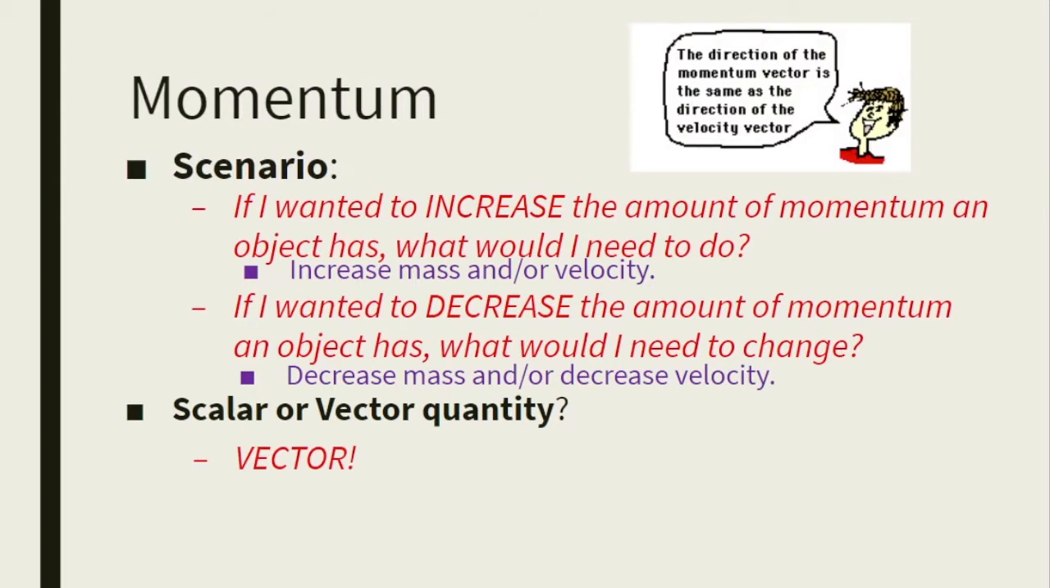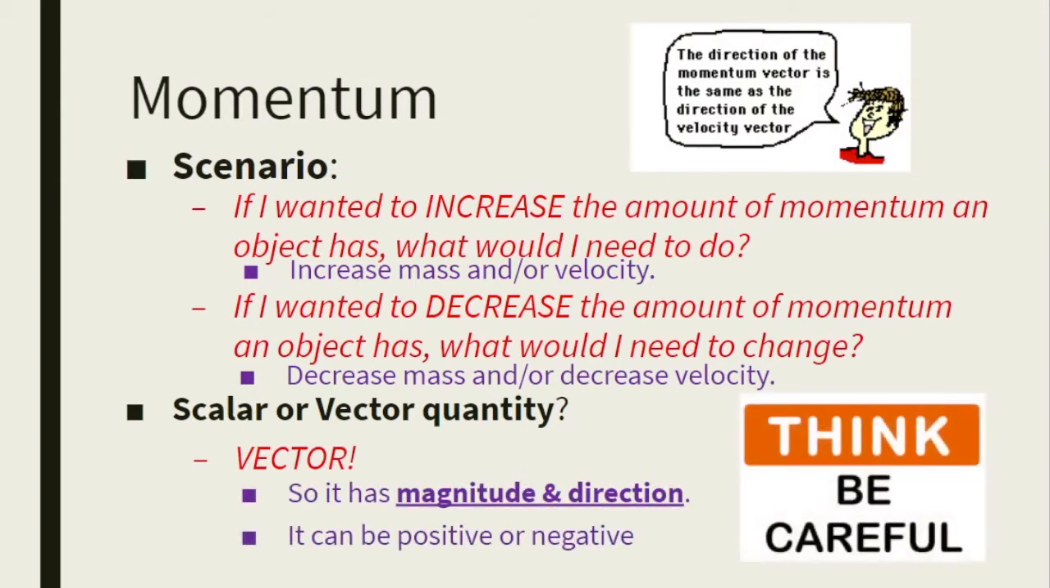And we're going to say that momentum can be a vector. And the reason why it can be a vector is because momentum can be positive or negative. How do I know it can be positive or negative? Well, momentum depends on velocity. And velocity can be positive or negative. Therefore, momentum will be positive or negative. Again, meaning that it is a vector.